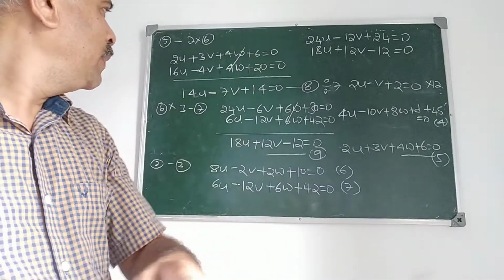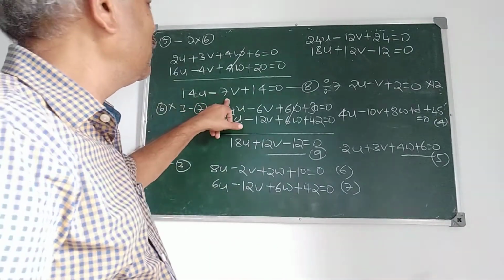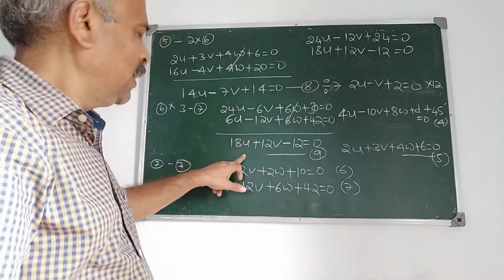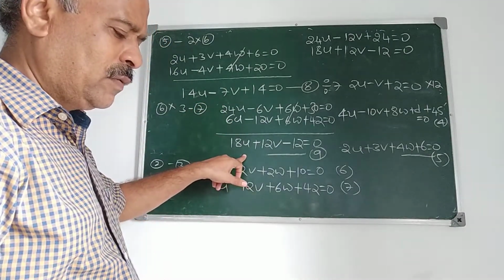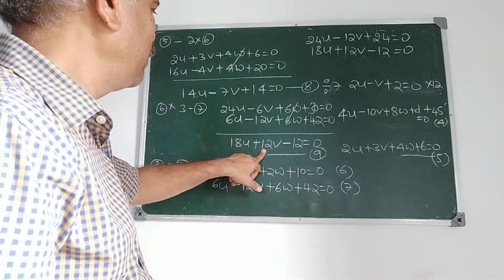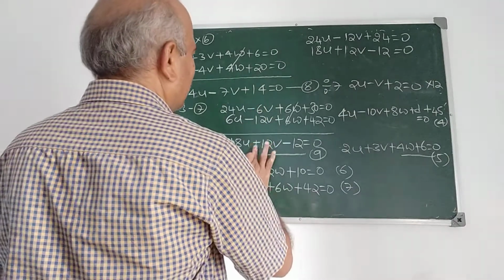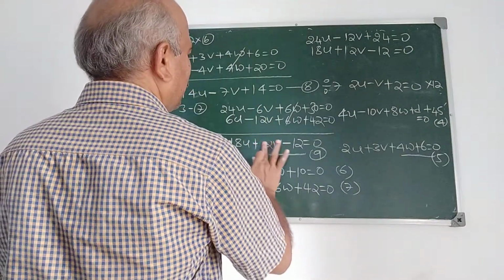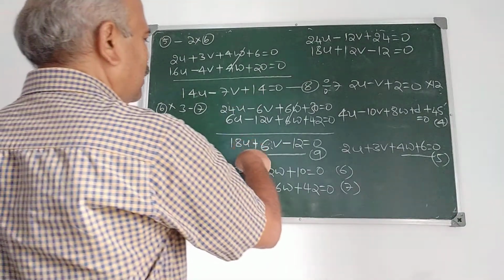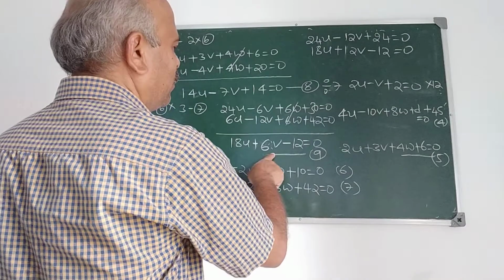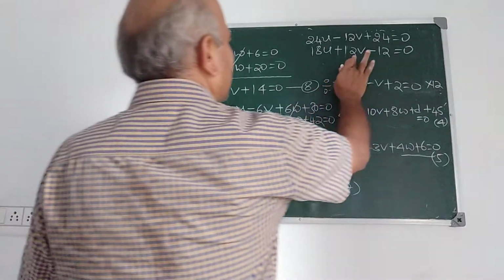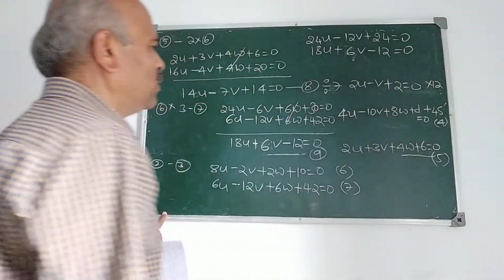Now we have, what is this? 14u minus 7v plus 14 is 0. Here 18u plus 12v. Correct? Is it 12v? This is wrong here. 6 minus 12 plus 6v, minus 6 we are subtracting. 18u plus 6v minus 12 is 0. Correct?